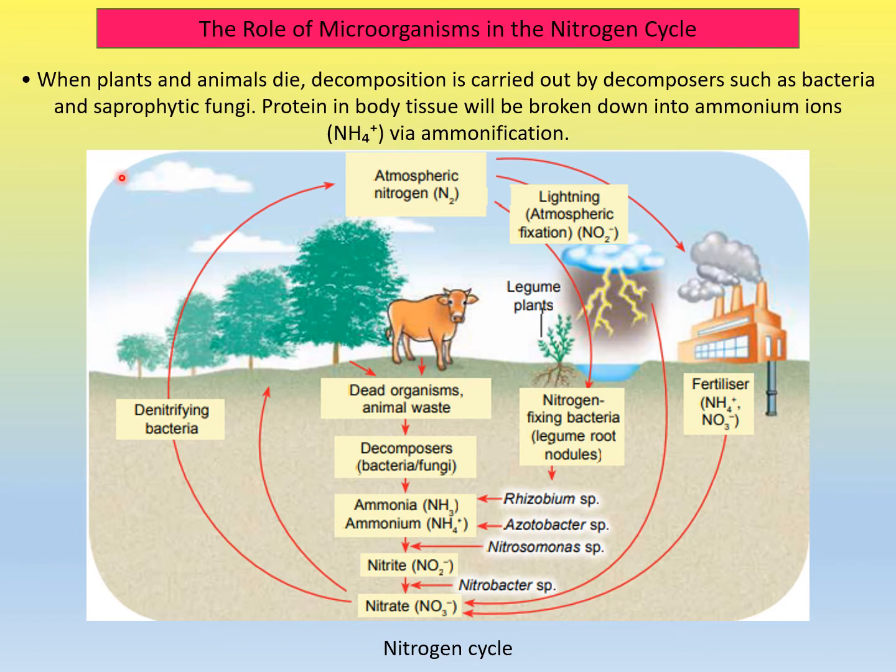When plants and animals die, decomposition is carried out by decomposers such as bacteria and saprophytic fungi. Protein in the body tissue will be broken down into ammonium ions via ammonification. So this is dead organisms and animal waste decomposed by decomposers such as bacteria and fungi into ammonium ions.